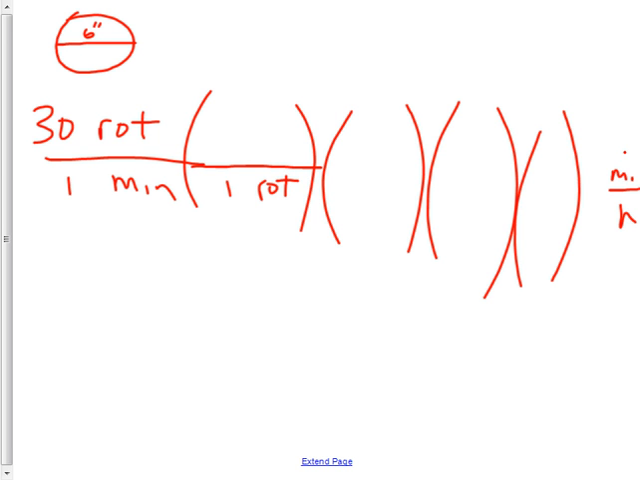And then you think to yourself, well, what is a rotation? It's the same as the circumference. The circumference is pi times the diameter. So a circumference on this thing would be pi times 6 inches. That's the hardest part right there. You're going to be asked to set it up because you don't have a calculator. So then the next step is you cancel your rotations.